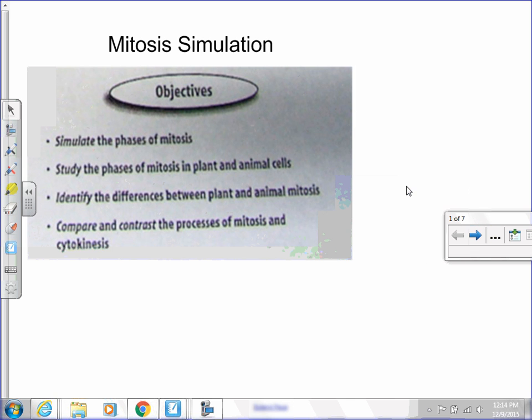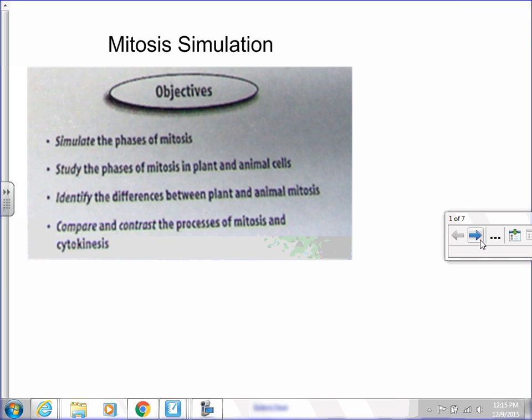All right, what we're going to be doing today is a mitosis simulation. I'm going to be explaining the activity to you in just a moment, but before we do that, in this activity, the objectives that you're going to be able to achieve are: you're going to simulate the mitosis process, which we've talked about with the cell cycle in great detail now. You're also going to be able to tell me the difference between mitosis in a plant cell and in an animal cell and identify those differences.